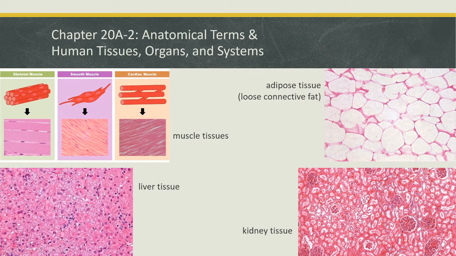Whereas liver tissue might look like this, whereas kidney tissue might look like this, whereas adipose tissue or fat, loose connective fat tissue might look like that. And you're wondering, are they all pink? Why are they? Well, the pink is just because of the way that these were stained so that it's easier to see the cells. That's pretty much what's going on there.